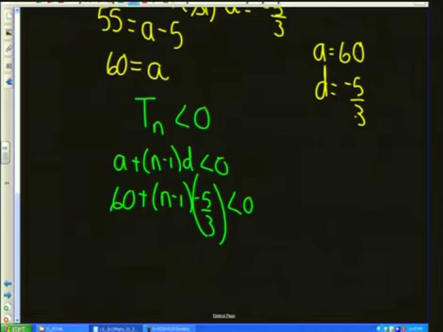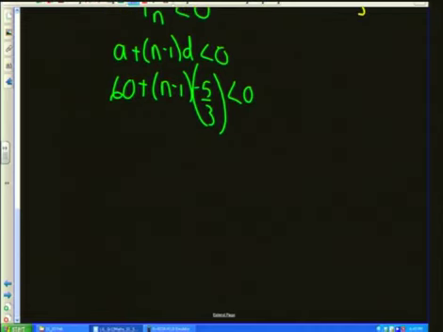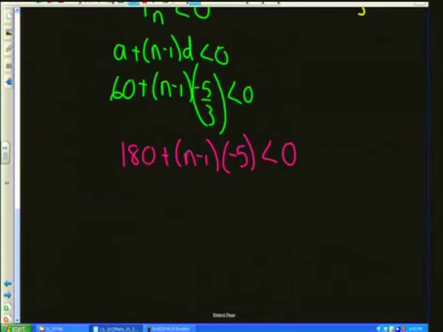So once we are here, we're now ready to solve it. Now what I would do in this case is I would multiply the whole thing through by 3. So if I do that, 60 times 3 is 180, plus n minus 1, and if I times by 3, it's just going to be minus 5. And of course, if I times 0 by 3, well, that's what it is.